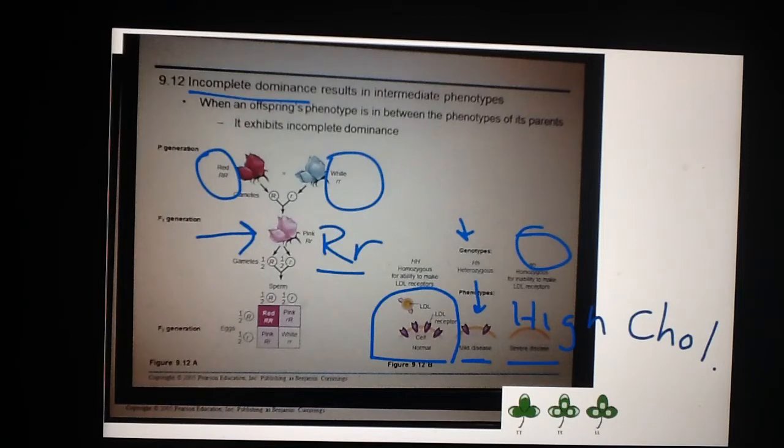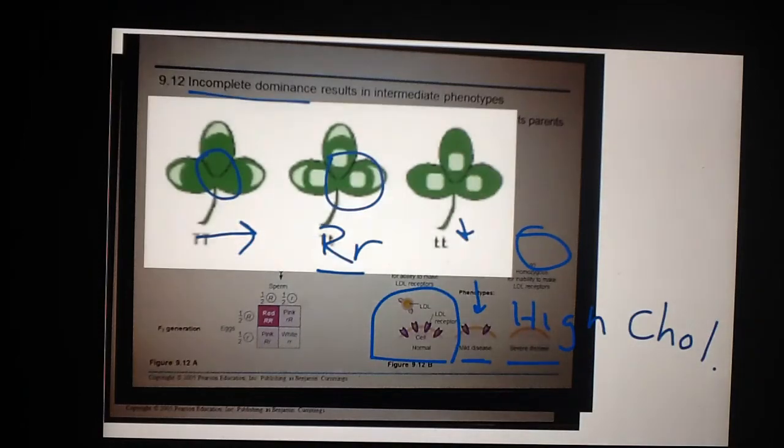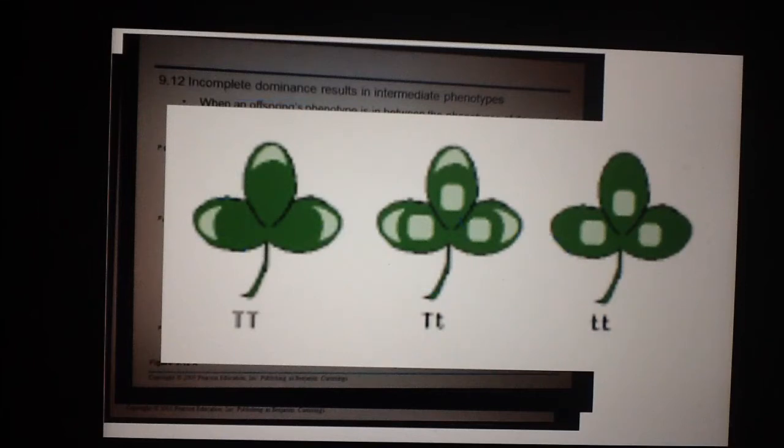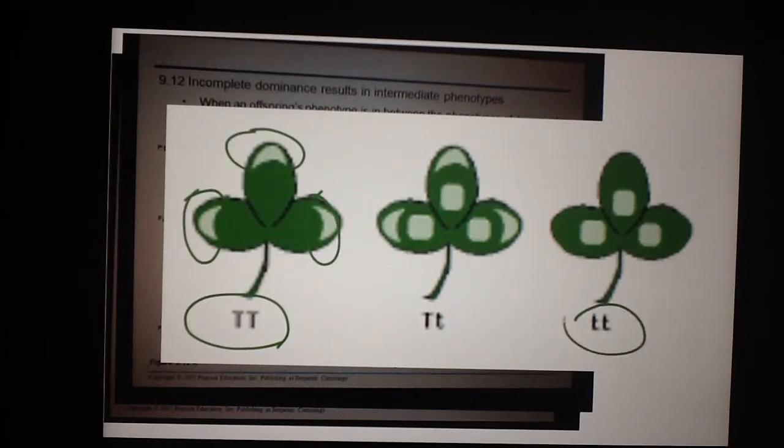Not only can we have incomplete dominance, but we can also have something called codominance. Codominance is what happens when you have an offspring. So here we have our homozygous dominant. Notice that they have the white at the tips. If you look at our homozygous recessive, they have the white and the clover in the middle.